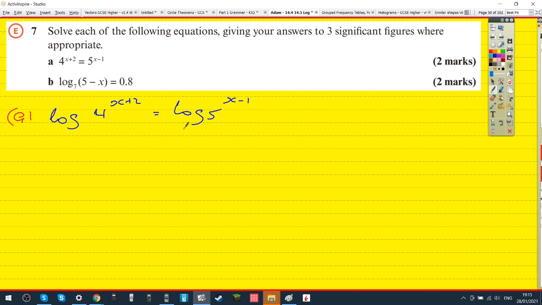And then would you move the power to the left? Yep. Which gives you x plus 2 log 4. It's the whole thing, so it's in a bracket, x plus 2. Yeah. Log 4, would it still be 4? Yeah. Equals x minus 1 in brackets log 5. Well done.